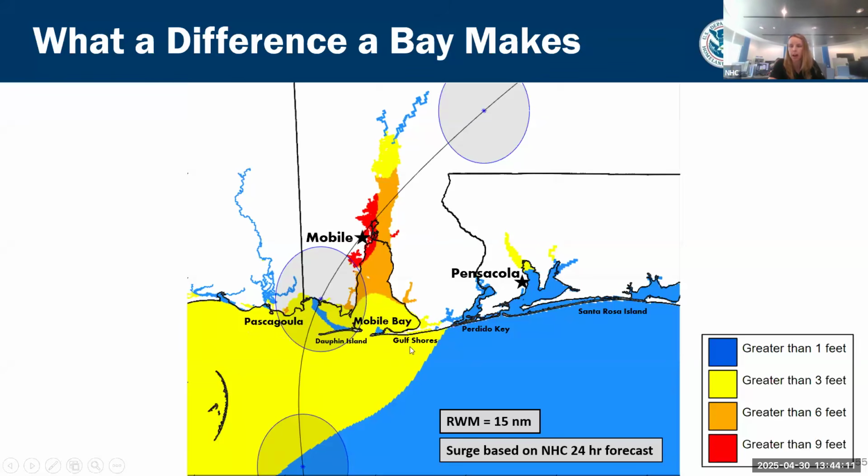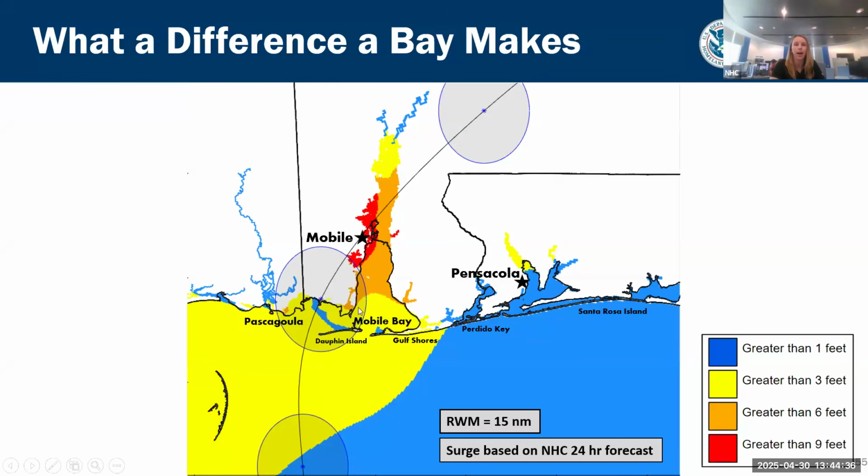And so here, the colors represent the storm surge flooding footprint. The yellow represents greater than 3 feet, orange represents greater than 6 feet, and red represents greater than 9 feet. And so with this single solution, what do you think the people in Mobile Bay are doing?